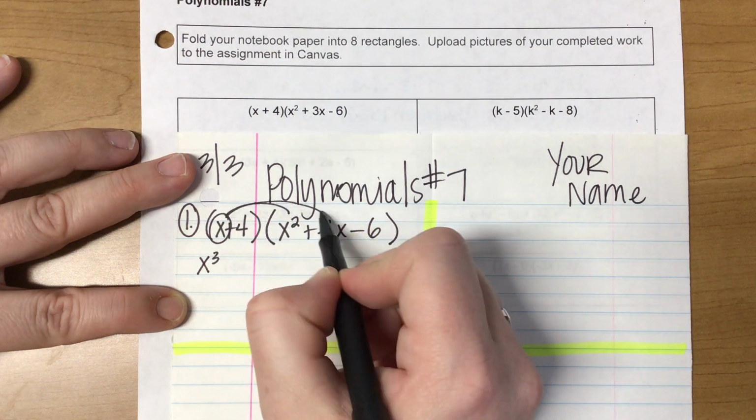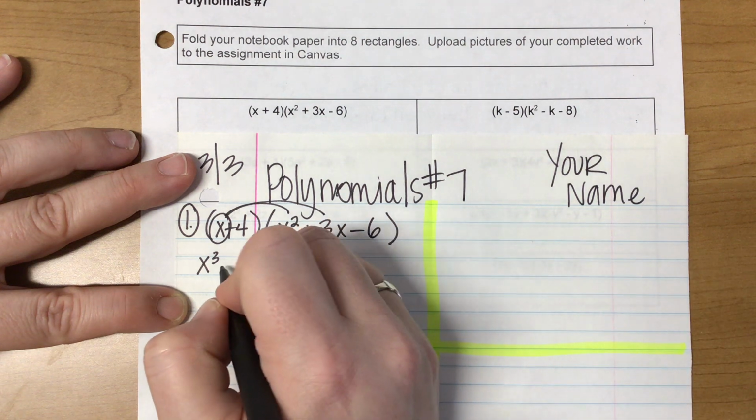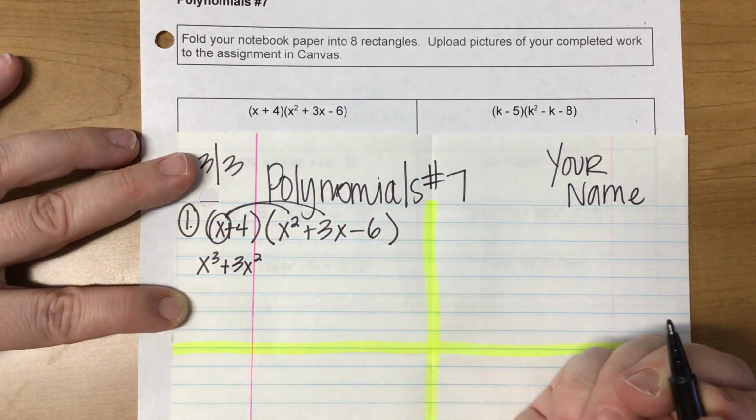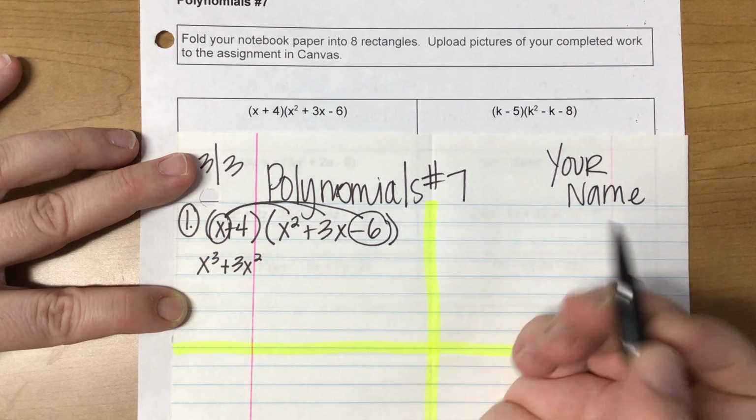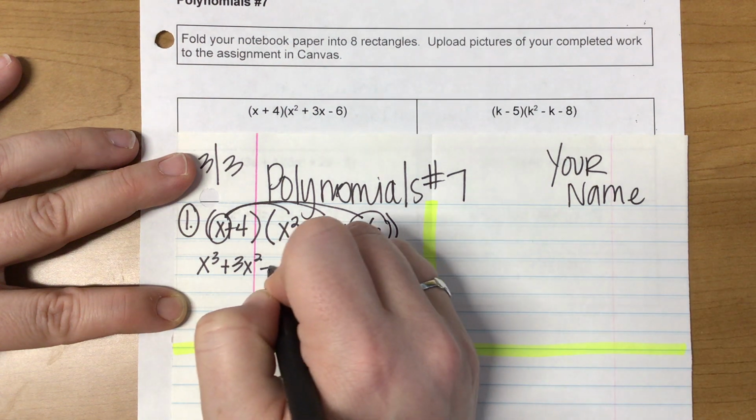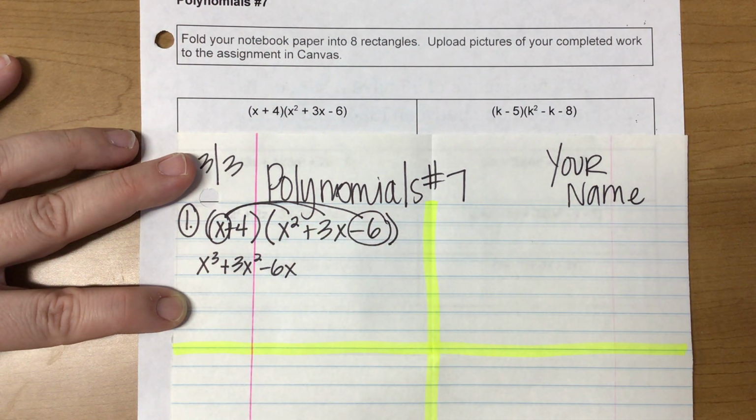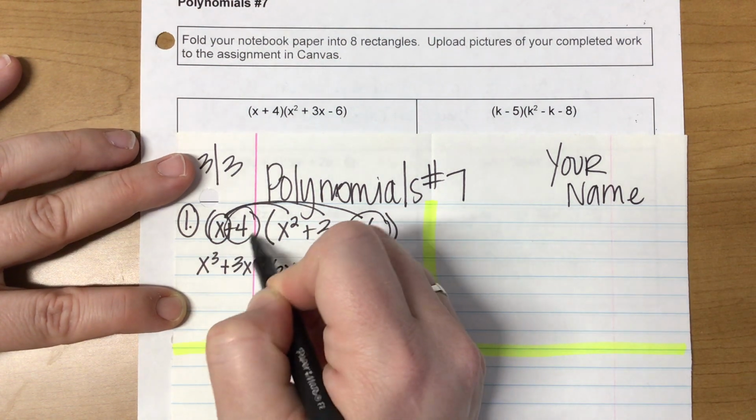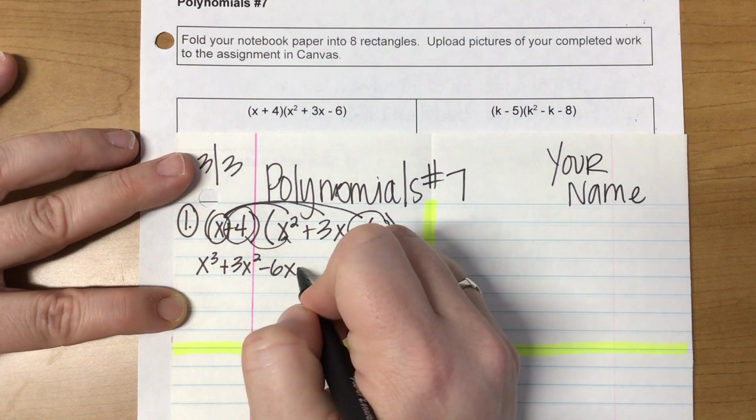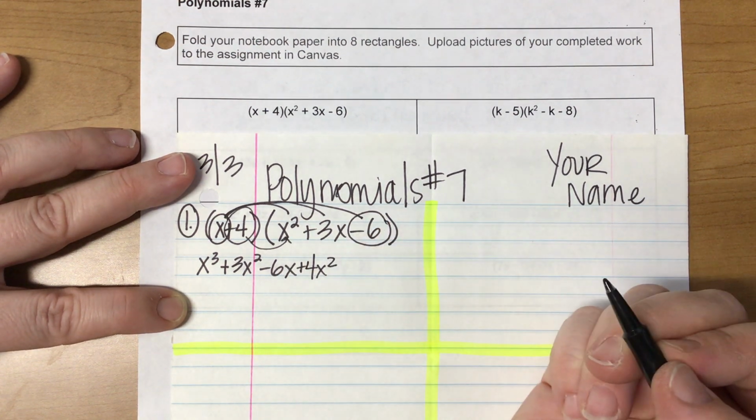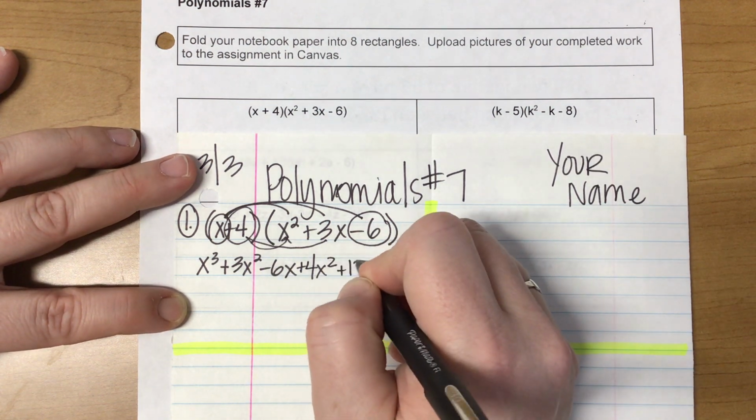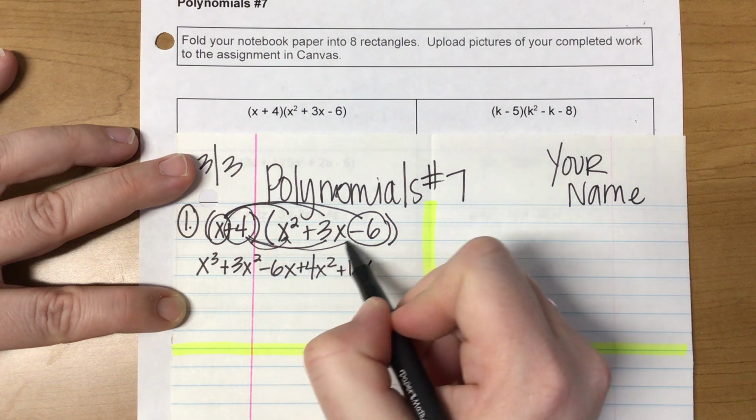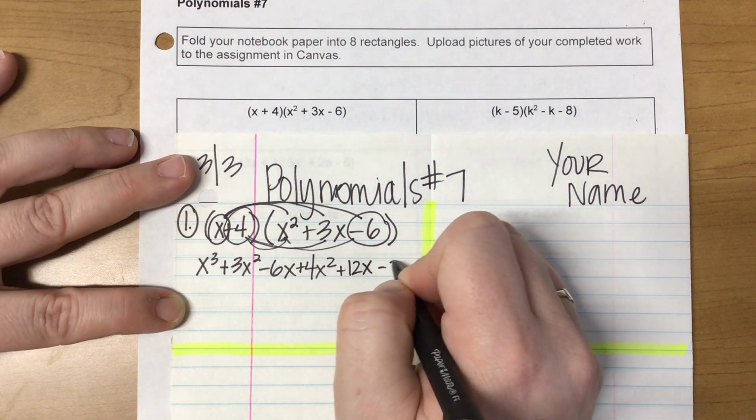Then I go back and I take x times 3x to get positive 3x squared. And then I go back and I take x times negative 6 to get negative 6x. Then I go to the 4 times x squared, and I can put plus 4x squared. Then I can go back to the 4 times 3x to get plus 12x. And 4 times negative 6 to get negative 24.